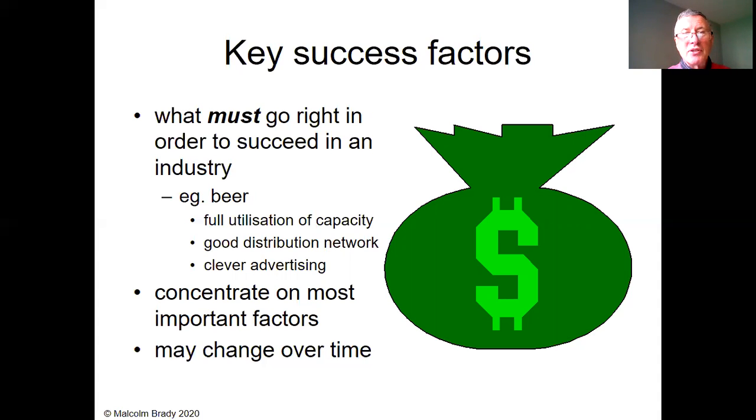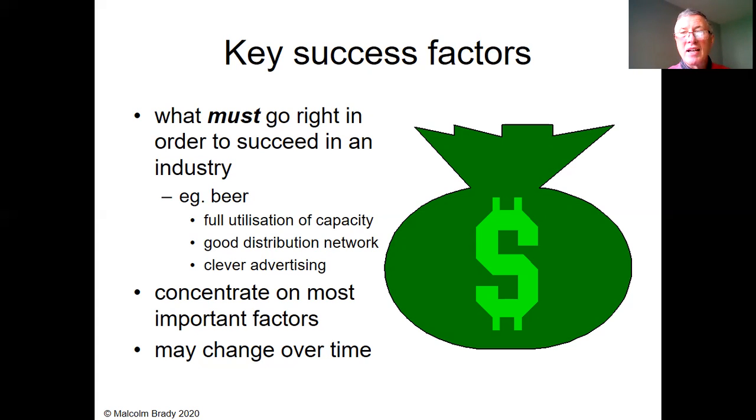So what must go right in order to succeed in an industry? It gives here 3 examples: utilization of capacity, distribution network, and clever advertising for the beer industry. So you can see those 3 capabilities underpinning these: the ability to use capacity, the ability to distribute well, and the ability to advertise. So these are capabilities that a successful firm would probably want to have to compete in the beer industry.